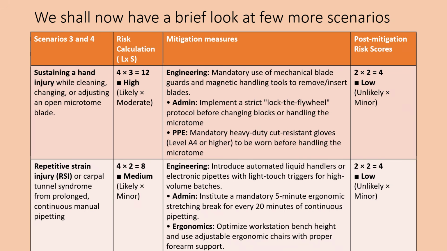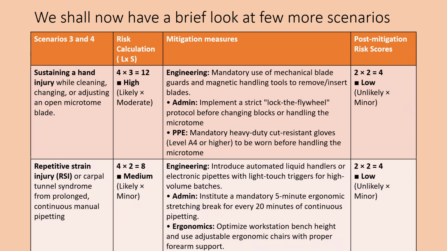Mitigation measures. Engineering: mandatory use of mechanical blade guards and magnetic handling tools to remove or insert blades. Administrative: implement a strict lock the flywheel protocol before changing blocks or handling the microtome. Use of PPE: mandatory heavy duty cut resistant gloves level A4 or higher to be worn before handling the microtome. The post mitigation risk score is 2 into 2 equals 4, which is low.